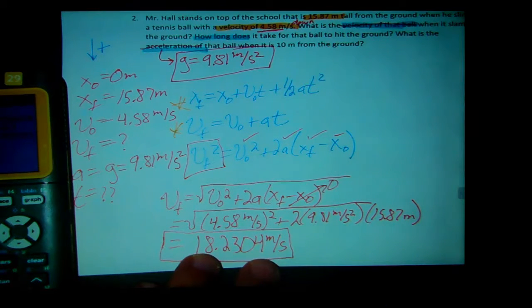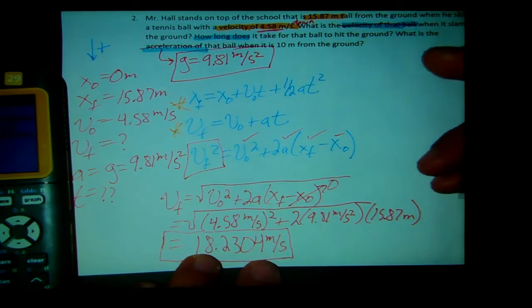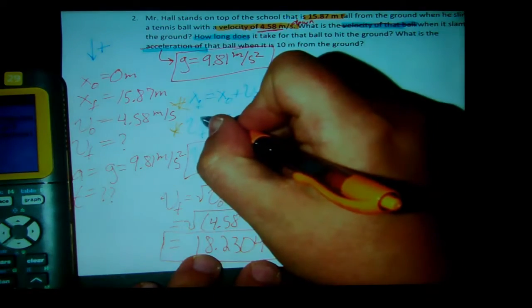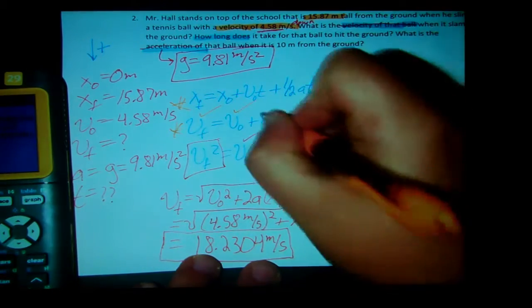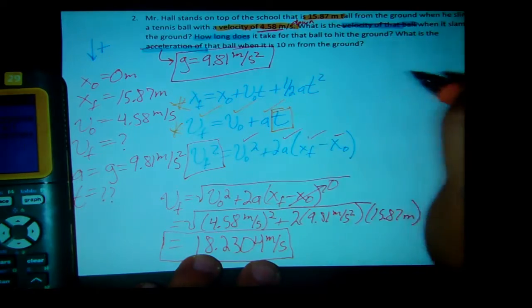So whenever we're looking at this, do we have a final velocity? Yes. Do we have an initial velocity? Yep. Do we have acceleration? Yep. And we're trying to find time. So we can use that one.